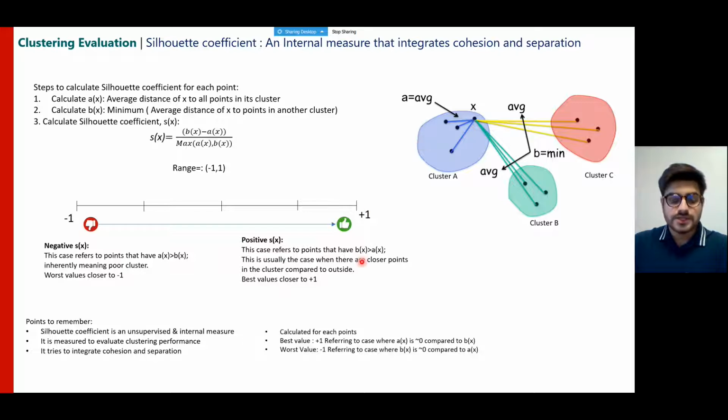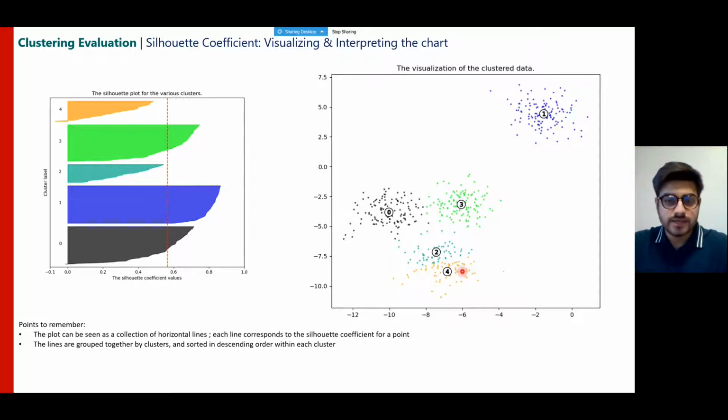Now the silhouette coefficient is basically used to compare the clustering of different clusters in the data. And on the next slide, we will see how we can interpret the chart. Now, visualizing and interpreting the chart for the silhouette coefficient, we have the chart on the left-hand side, and we have the geometric representation of the data in 2D on the right side, with the cluster marks. Looking at the chart, on the x-axis we have the silhouette coefficient values, and on the y-axis we have the cluster labels for different points.